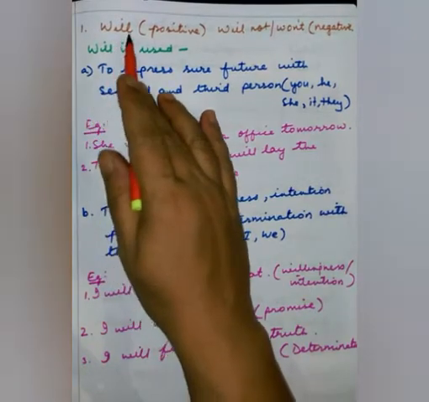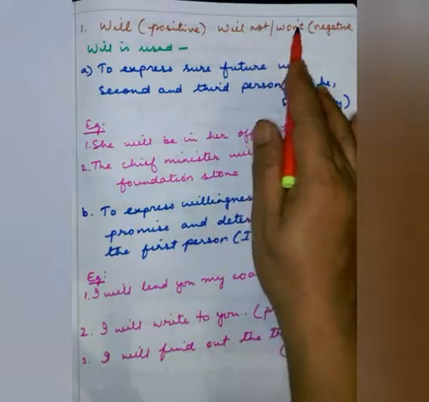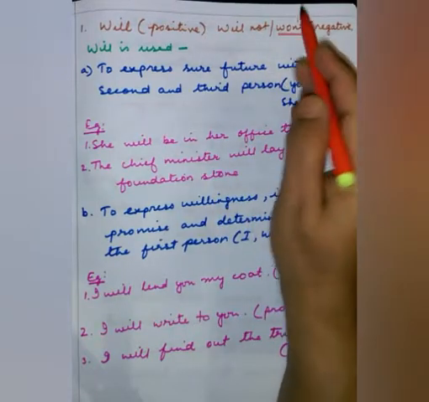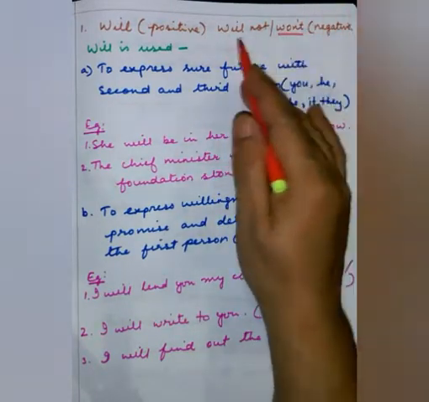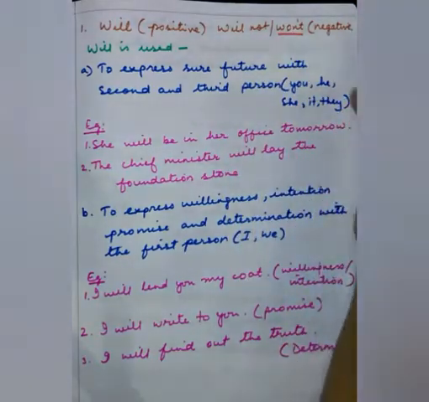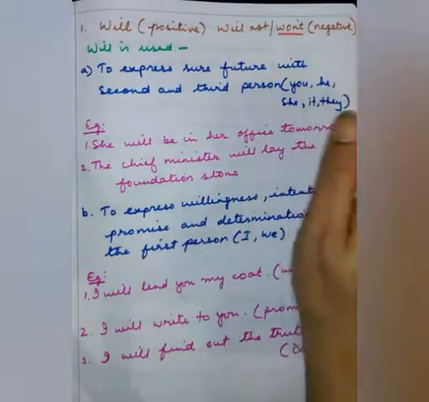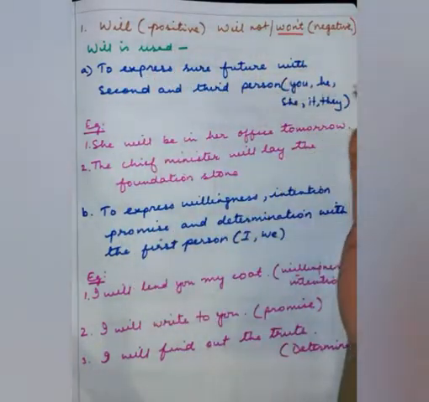Main thing of today, will. Positive, will not, and won't. Negative. Won't is the contracted or short form of will not. Will not and won't mean the same. Just that one is full form, one is contracted form, and this is negative. Okay, will not and won't is negative, will is positive.